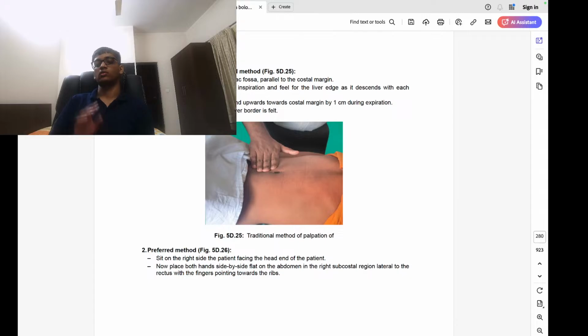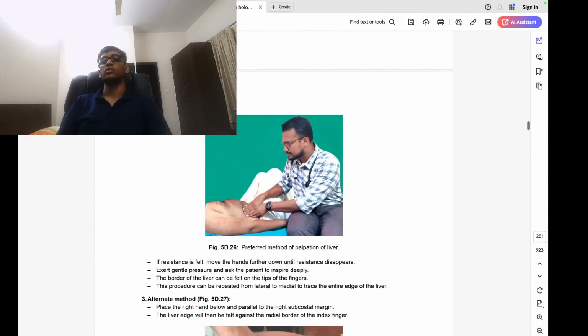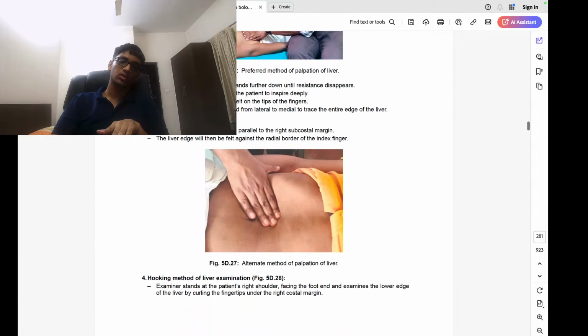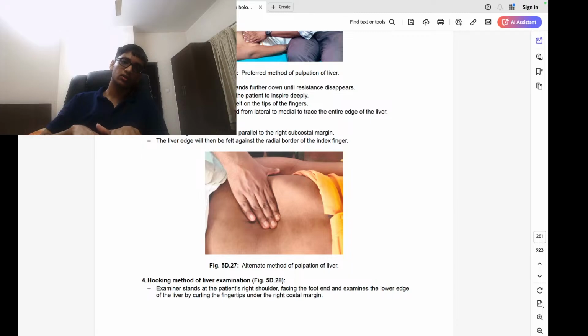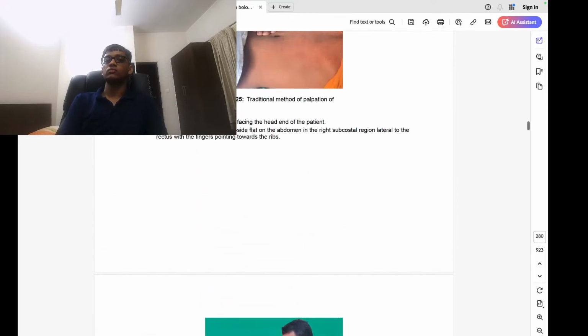Inspiration plus expiration, over. Then the preferred method: you sit on the right side of the patient facing the head of the patient, and now you place both hands side by side flat on the abdomen in the right subcostal region, lateral to the rectus, with fingers pointing towards the ribs. If resistance is felt, you move the hands further down until resistance disappears. Gentle pressure is exerted, and you ask the patient to inspire deeply. The border of the liver can be felt on the tips of the fingers. This pressure can be repeated from lateral to medial to trace the entire edge of the liver.